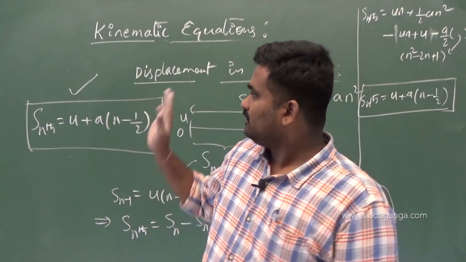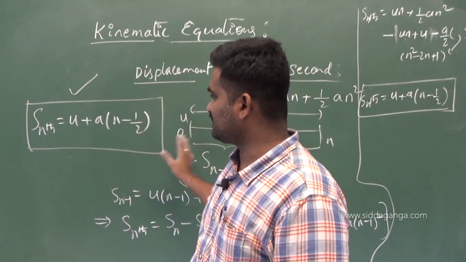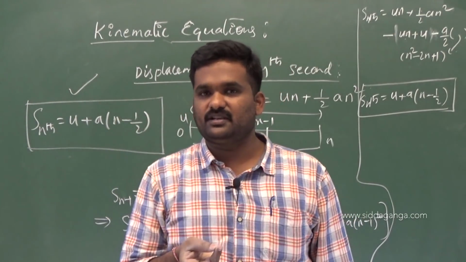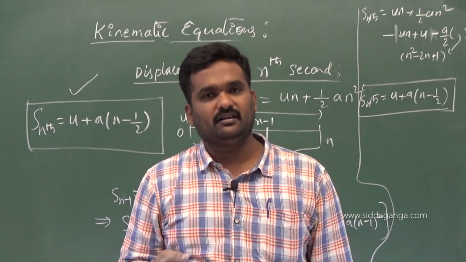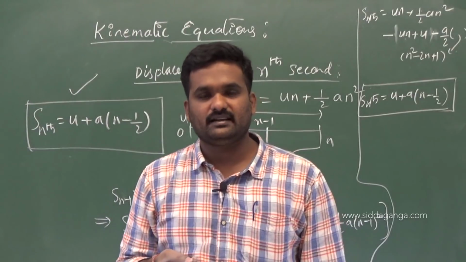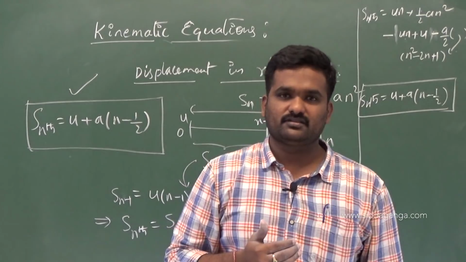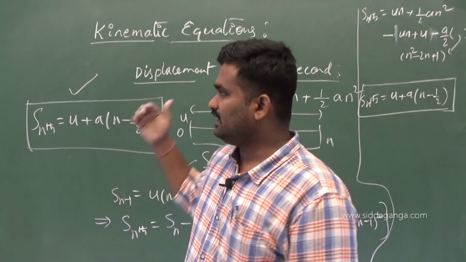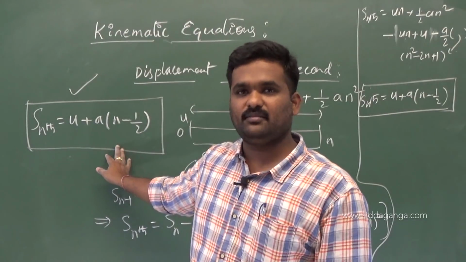So with this session, I hope you have learned all these kinematic equations. First we derived them graphically, and then using the graphical equations, the first two equations, v equals u plus at and s equals ut plus half at square. From that we derived v square equals u square plus 2as, and then finally we ended up with this relation, S nth equals u plus a into (n-1) by 2.